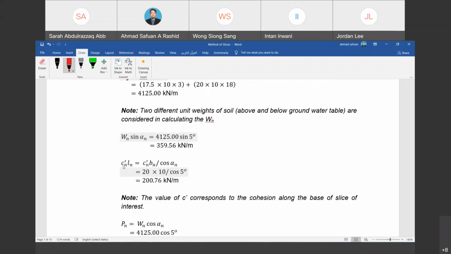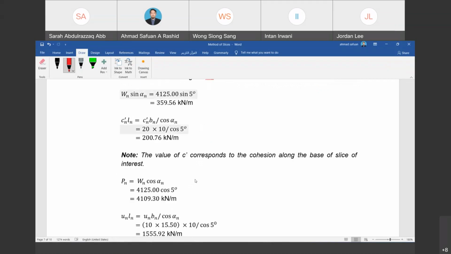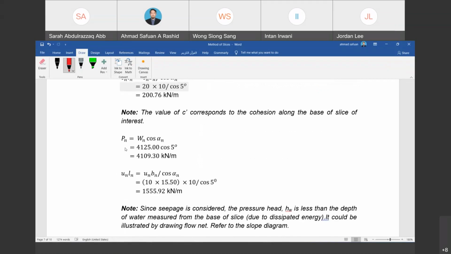Then determine the sub-equation for the resisting moment, which is the CL. For the P, which is the sub-equation for the resisting moment, solve first for the P, and then determine the pore water pressure, which is the U times the length of the base.